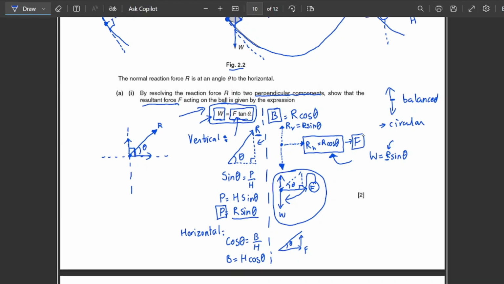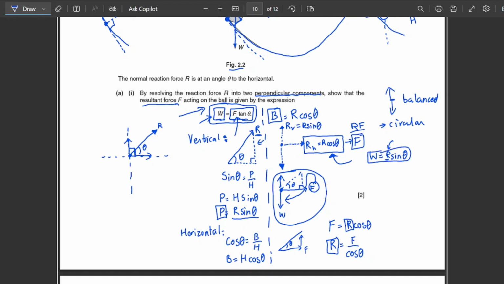I know this right here is my resultant force. So my resultant force F is equal to R cosine theta. Can I do something with this now? That basically means that if I make R the subject, I'm going to get F over cosine theta. And yes, that's actually what I have to do.